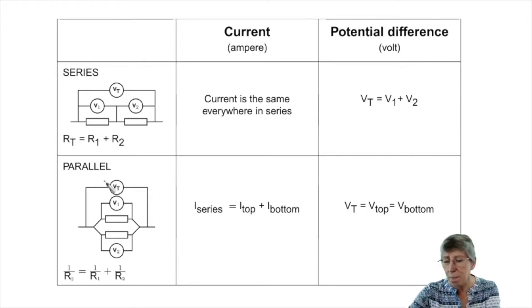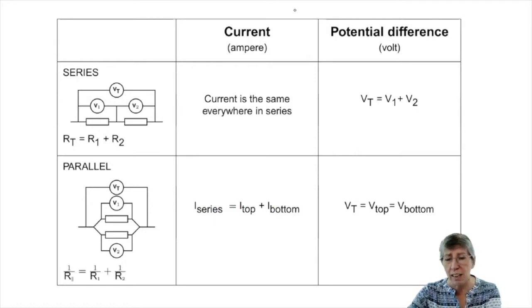And then if you look at parallel, now remember in parallel, you have a point where everything is choosing a direction, where they're splitting up. You've got the whole series current arriving there, and then a part of that current is going to the top and a part of that current is going to the bottom. So if you want to know what the series current was that arrived over there, that series current is the top plus the bottom currents.